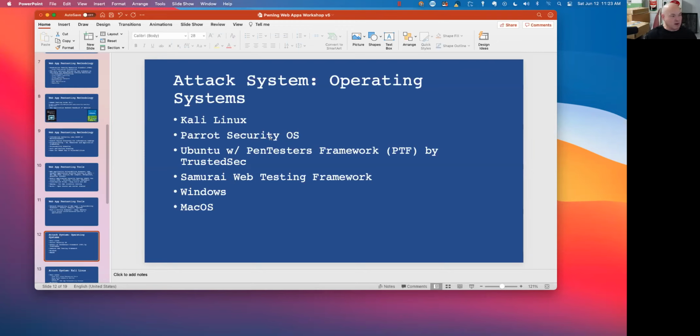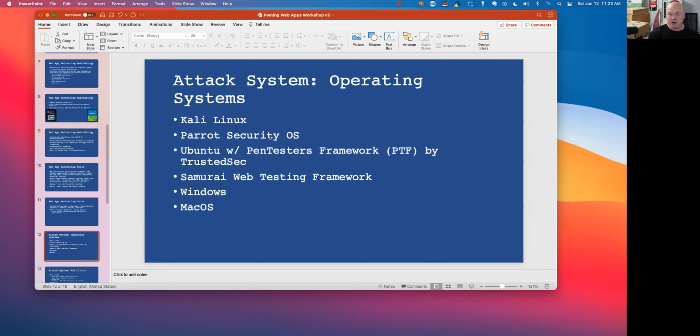I really hadn't used it much, but I was running into some problems with some of the Wi-Fi tools working on Kali Linux. So I used Parrot OS, and I had a really good experience with that. So I still use both of those. And if you use it, make sure you get Parrot Security OS.